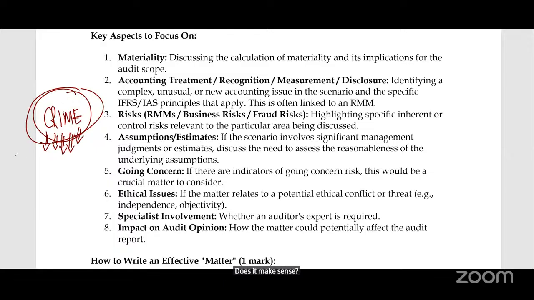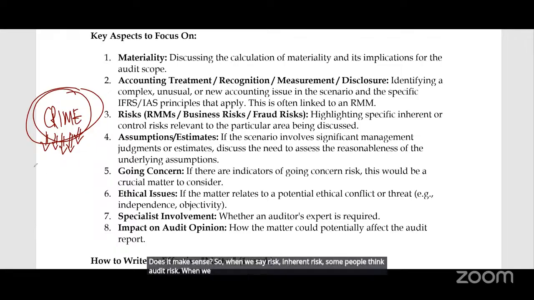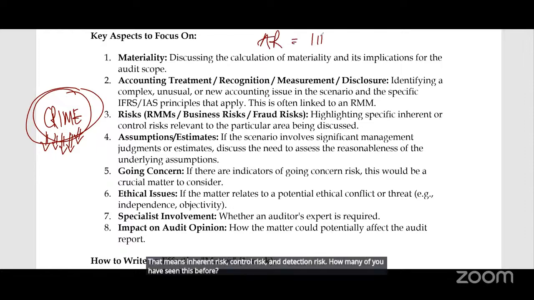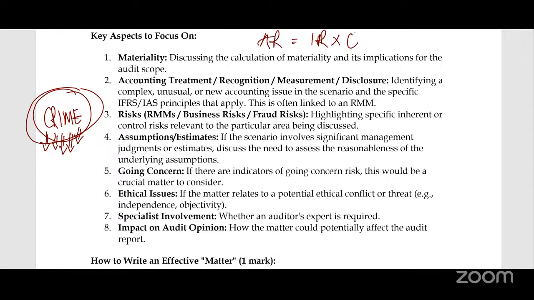So when we say risk, inherent risk, some people think audit risk. When we say audit risk, that means inherent risk, control risk, and detection risk. How many of you have seen this before? IR plus CR times DR. How many of you have seen this before? Wow. If you are doing advanced audit, you've seen this before, right? Inherent risk by control risk by detection risk.